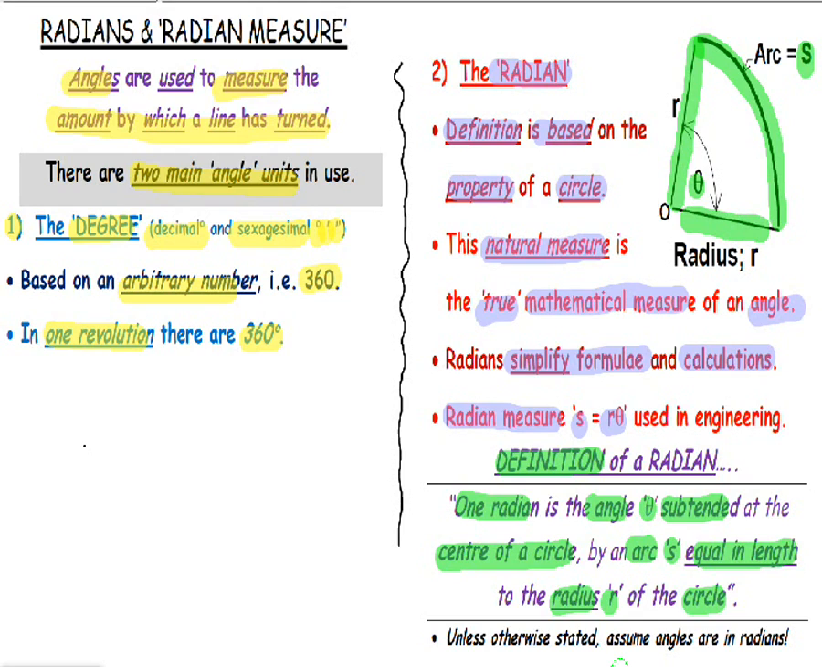I would suggest to you from here on in within your engineering studies that unless we are told otherwise, the angle is assumed to be in radians. So unless you see the degree symbol stated within calculations, assume the angles are in radians.